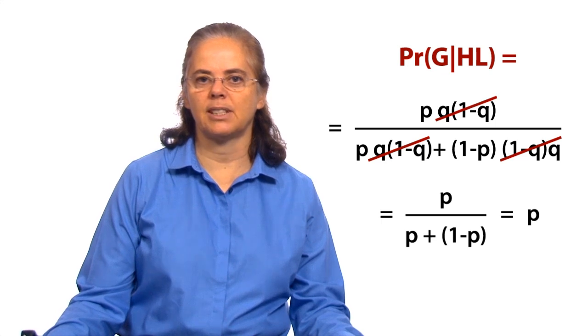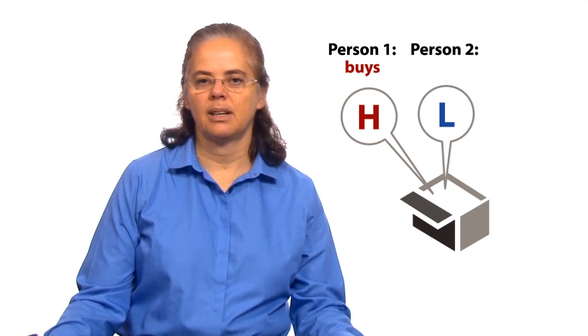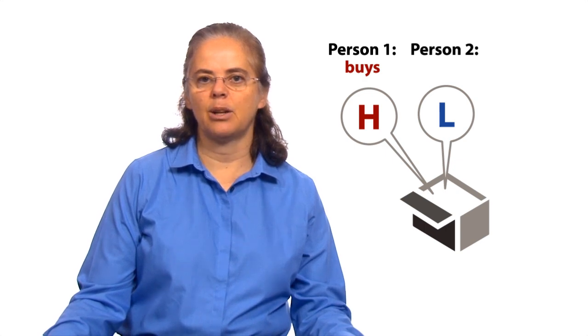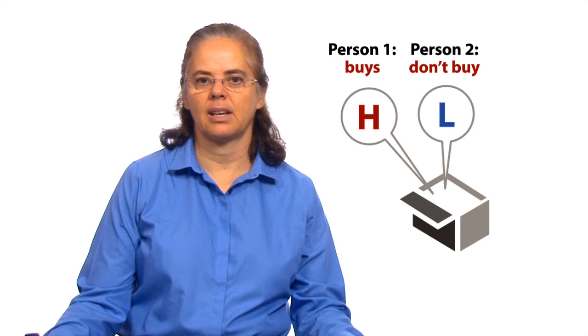So simplifying with that term, we end up with P divided by P plus 1 minus P, which is exactly P. So what we learned is that with a sequence of high and low signals, this second person is now back to having a probability P that the product is good, and hence has an expected value of 0. We're going to again assume that this person trusts her own signal a little bit more than the signal she inferred from the previous person, and given her bad signal, she will decide not to buy.